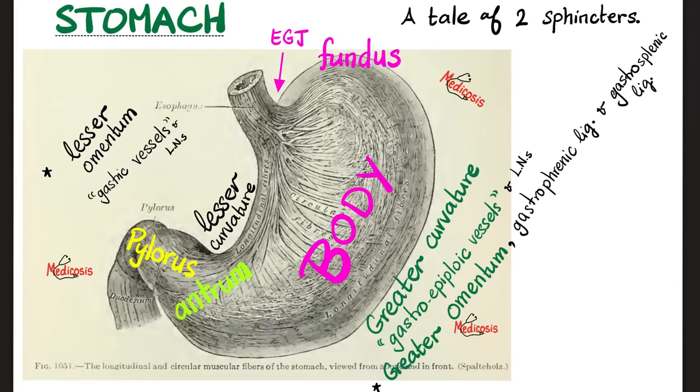The 3 parts of the stomach are the fundus, the body, and the pylorus. What is the antrum? Antrum means entry. Entry to what? Entry to the stomach? No, it's entry to the duodenum actually. This is the lesser curvature. This is the greater curvature.